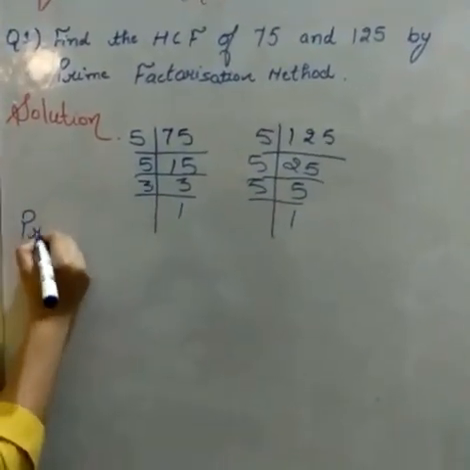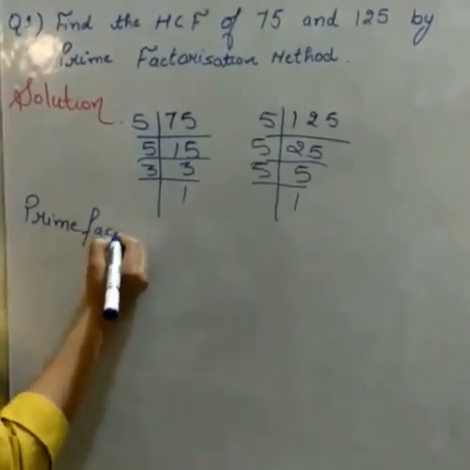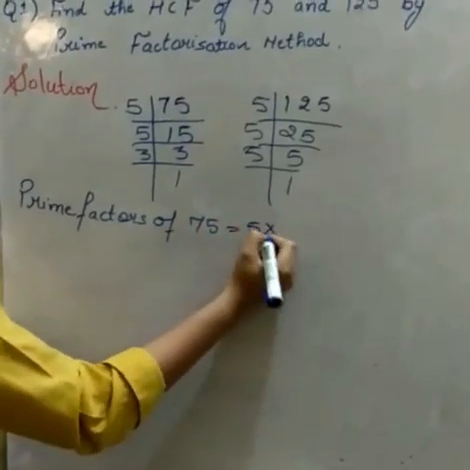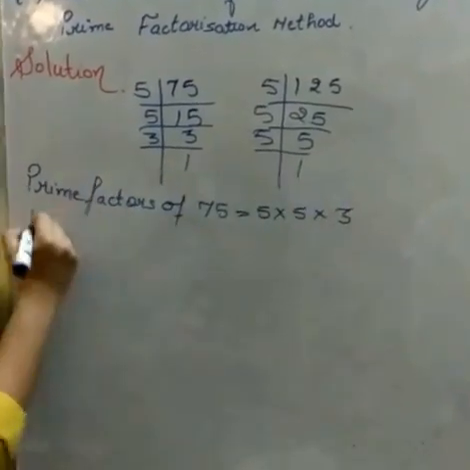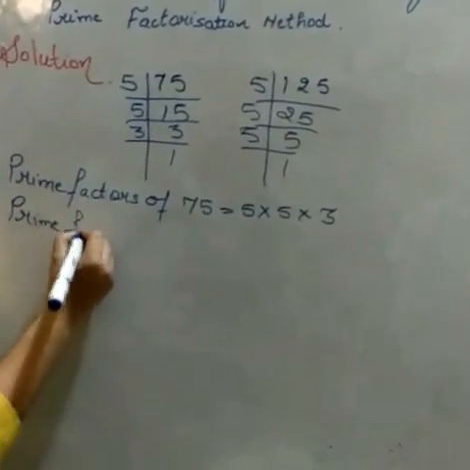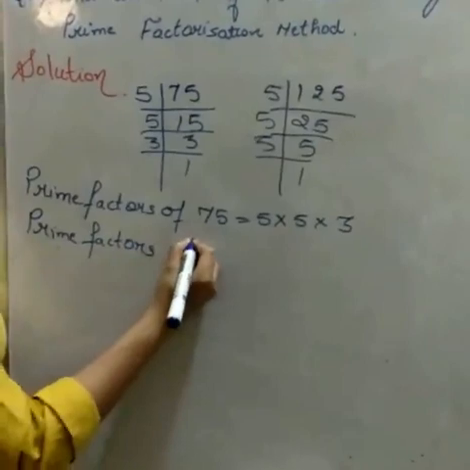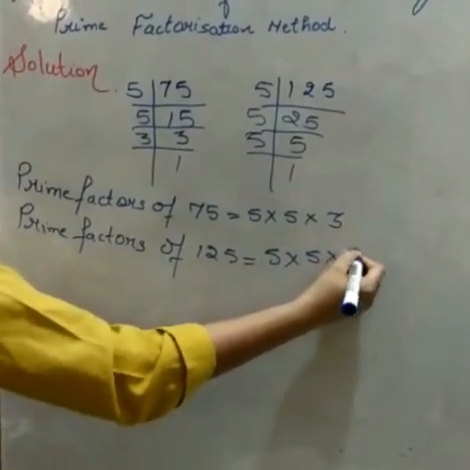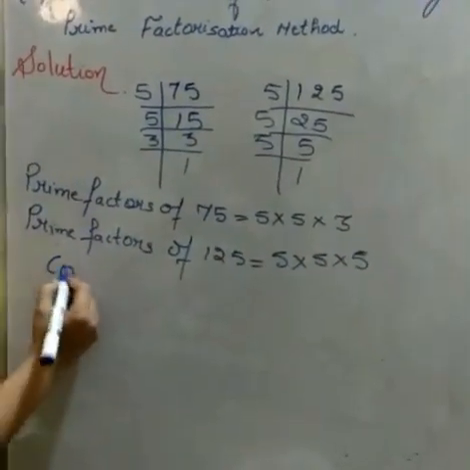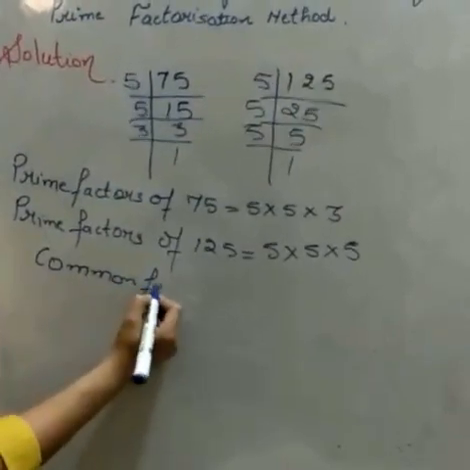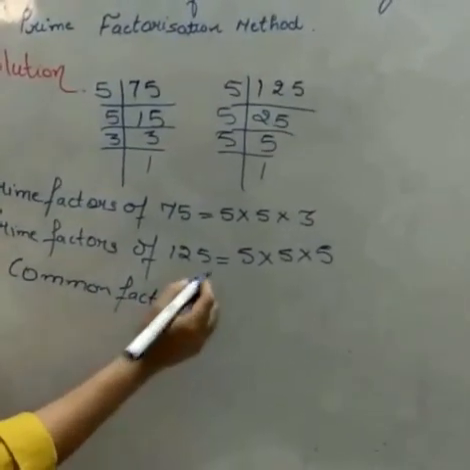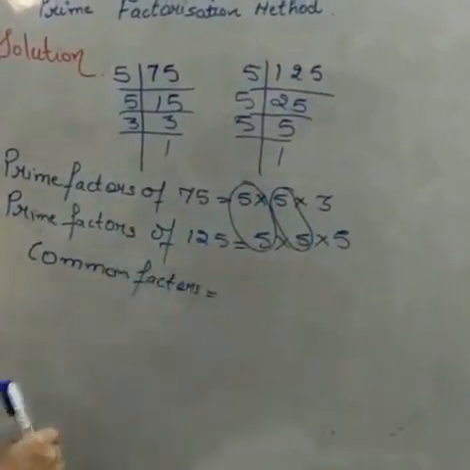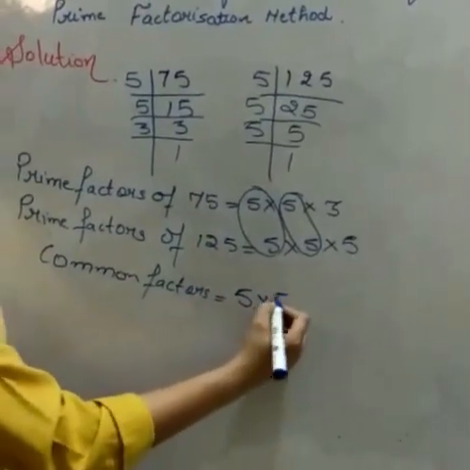So prime factors of 75 is equal to 5 multiplied by 5 multiplied by 3, and prime factors of 125 is equal to 5 multiplied by 5 multiplied by 5. Now we will write the common factors. See, 5 is common here and 5 again. 2 times 5 is common here, so we will write 5 multiplied by 5.